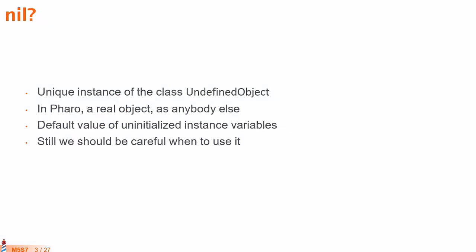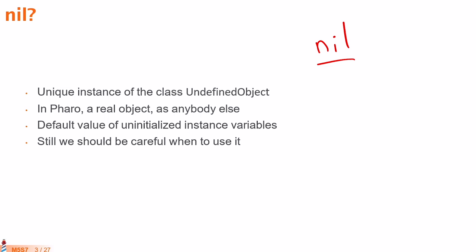So what is nil in Pharo? In Pharo, nil is an object, as any other object in the system. It's an instance of UndefinedObject. So every time that you write nil in the code, this is like a reference to a singleton object that points to this instance of UndefinedObject. This is equivalent to nil in other languages such as Ruby, or null in other languages such as Java.